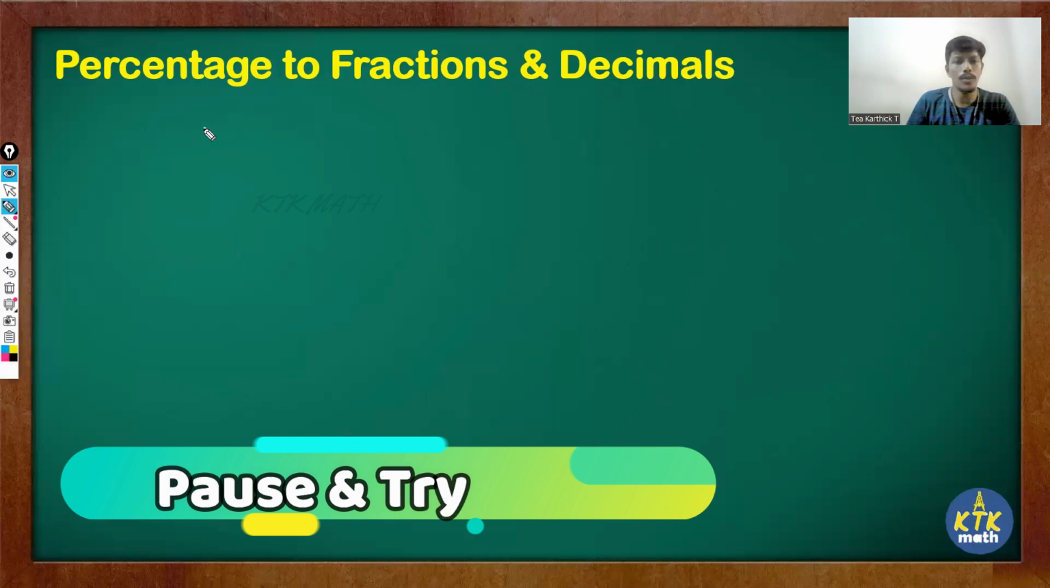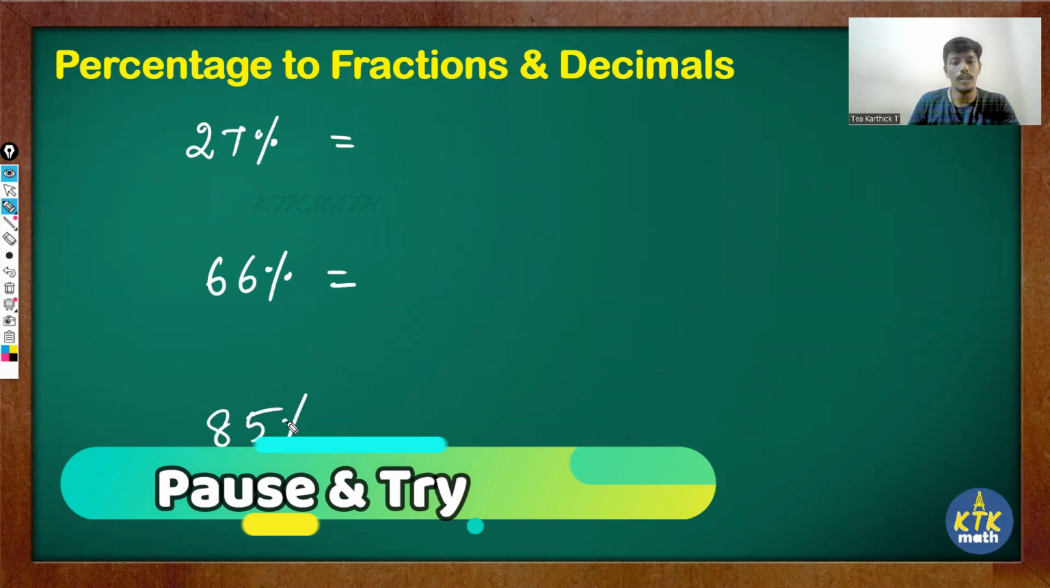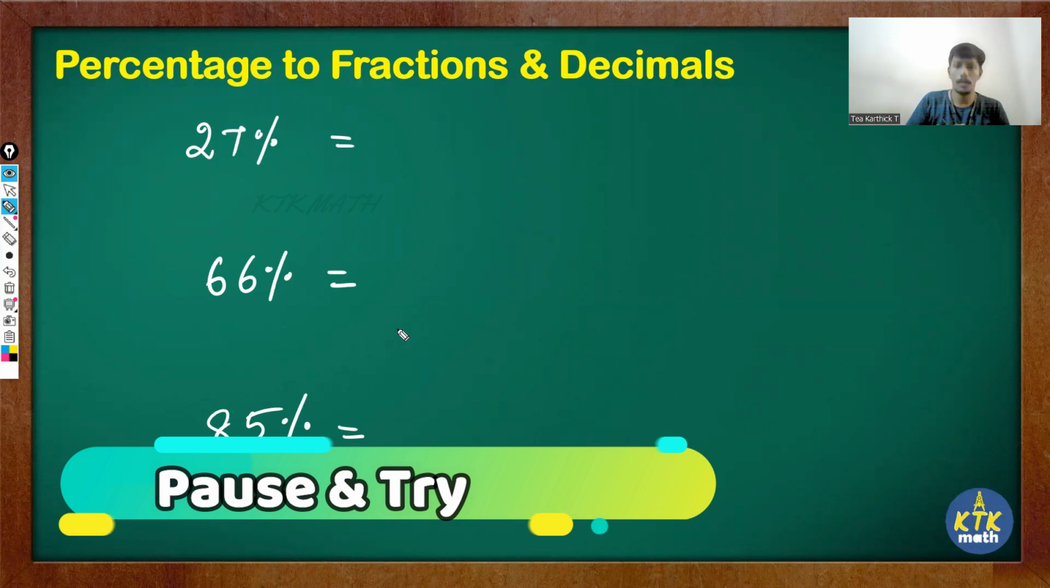I just want you to try this: 27 percent, write it in terms of fraction and decimal. 66 percent, write it, and 85 percent, write it. Just pause the video, and I want you to convert them into both fractions as well as decimals. Then you can play the video and check your answers as usual. Yes, here we go. Start writing.